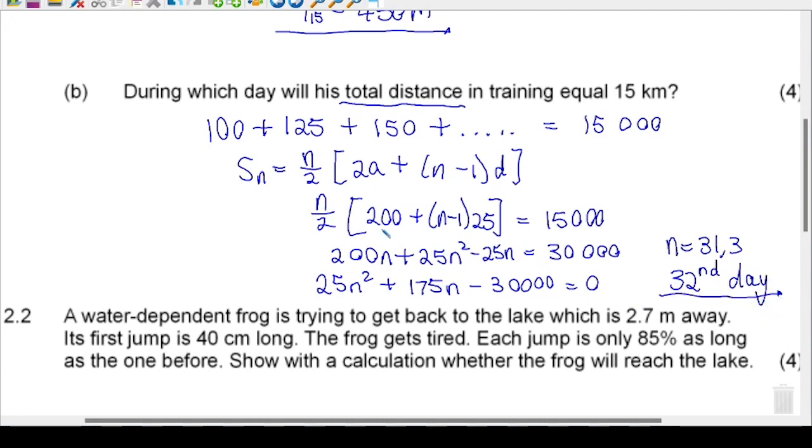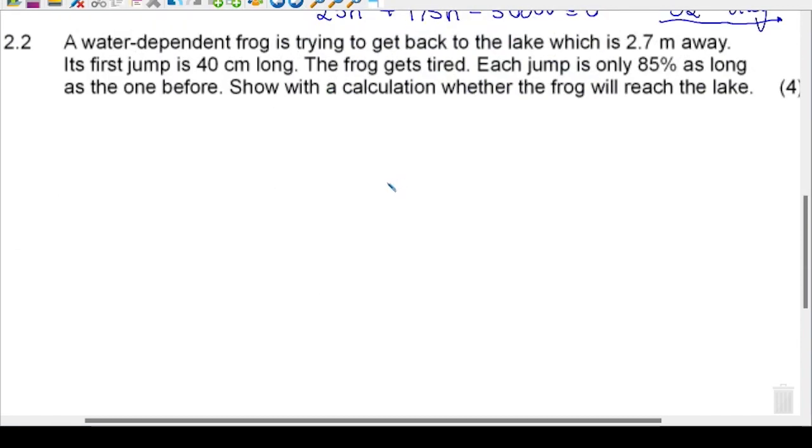Right, the next question is question 2.2. And it talks about a water-dependent frog which is trying to hop to a lake 2.7 meters away. The first jump that the frog makes is 40 centimeters. The next jump, because the frog's now tired, it can only jump 85% of what it jumped previously.